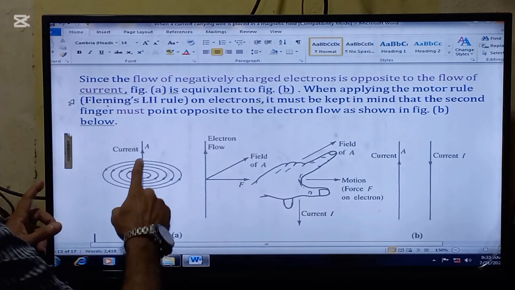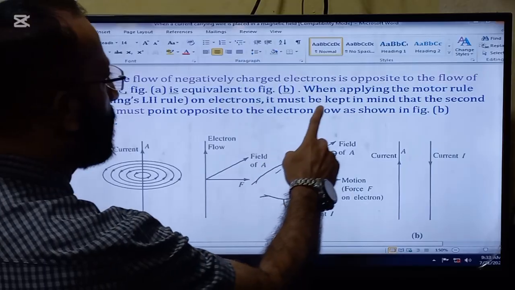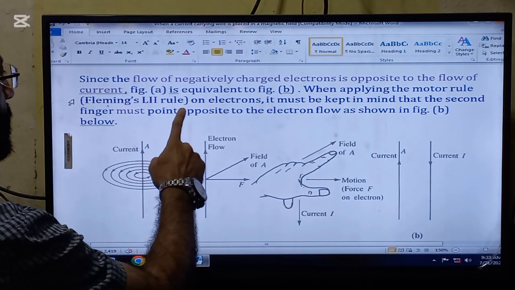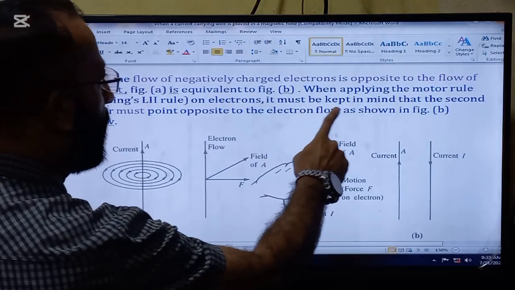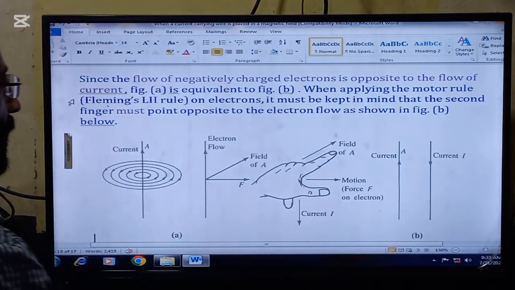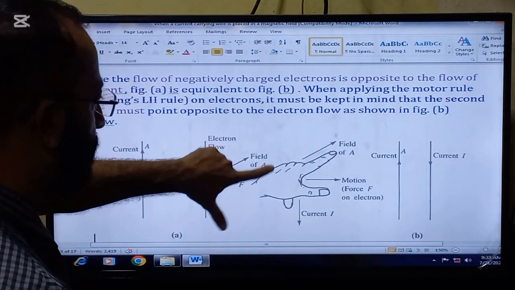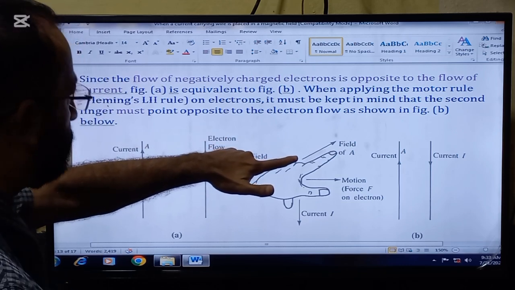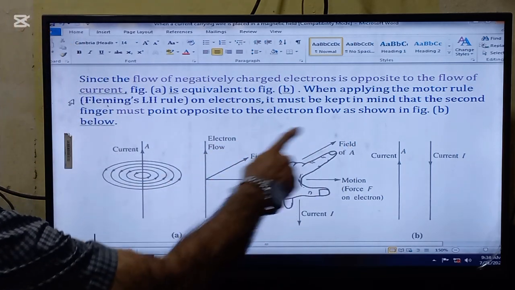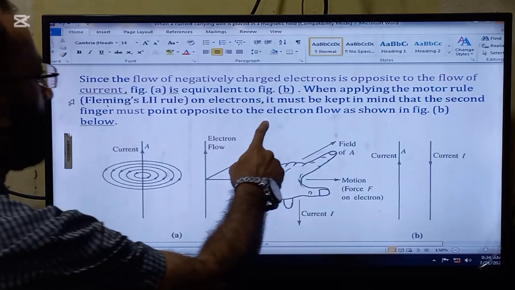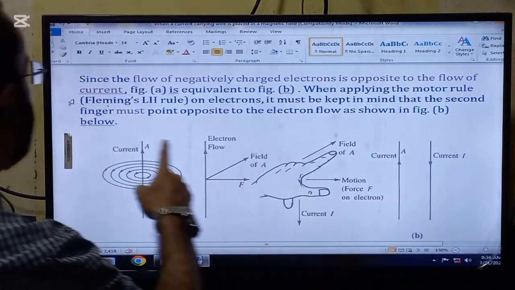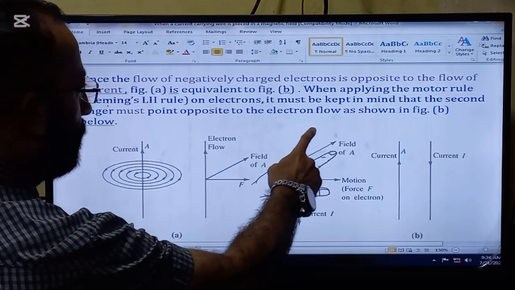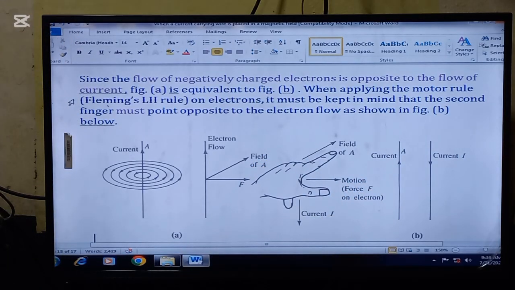Since the flow of the negatively charged electrons is opposite to the flow of the current, figure A is equivalent to figure B when applying the motor rule. So here you can see, when applying the motor rule on electrons, it must be kept in mind that the second finger must point opposite to the electron flow, as shown in figure B.